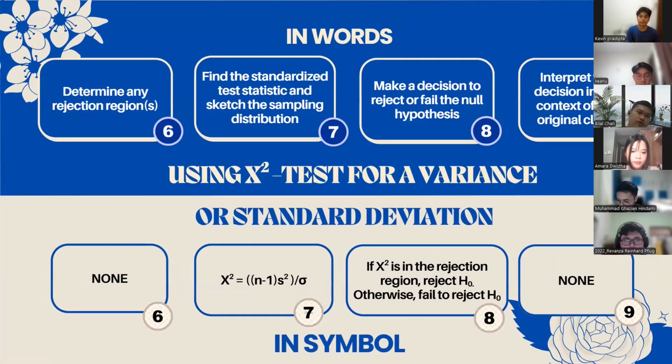The sixth step in words is to determine any rejection regions, find the standardized statistic, and sketch the sampling distribution. The eighth one is to make a decision to reject or fail to reject the null hypothesis. The last one is to interpret the decision in the context of the original claim. In symbols, the sixth one is none. The seventh one is chi-squared equals n minus 1 times s squared. The eighth one is if chi-squared is in the rejection region, reject H0, otherwise fail to reject H0. The ninth one is none.